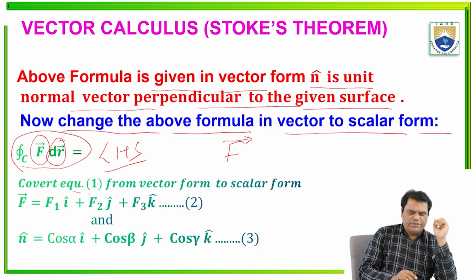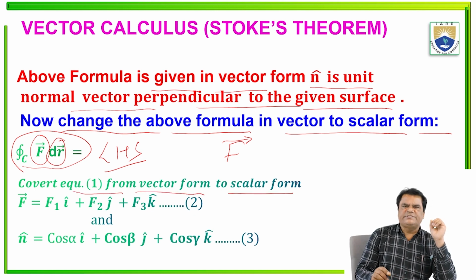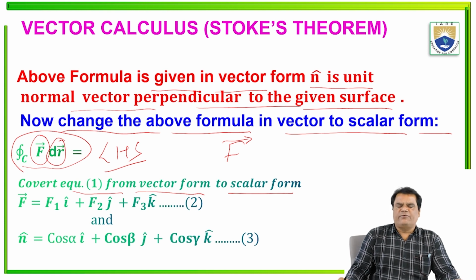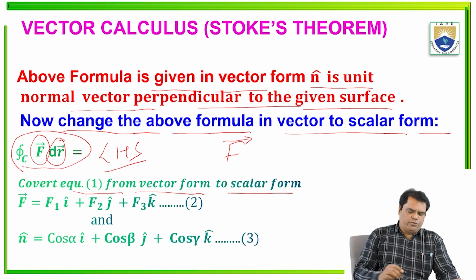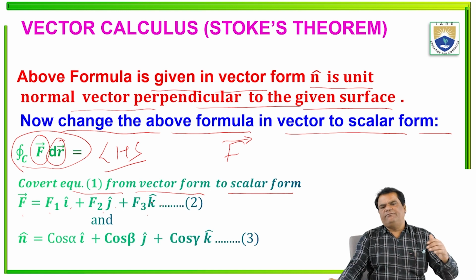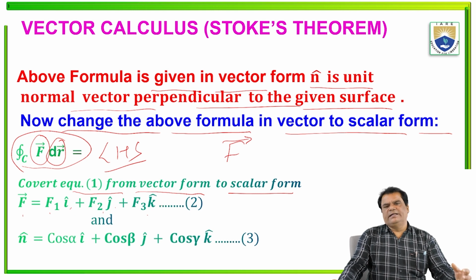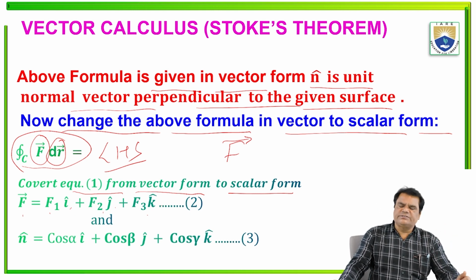So convert equation 1 from vector form to scalar form. That is very easy. The F vector is given as F1 i cap plus F2 j cap plus F3 k cap. F1, F2, F3 are the components of the vector point function in the directions of x, y, z respectively: F1 along the x-axis, F2 along the y-axis and F3 along the z-axis.